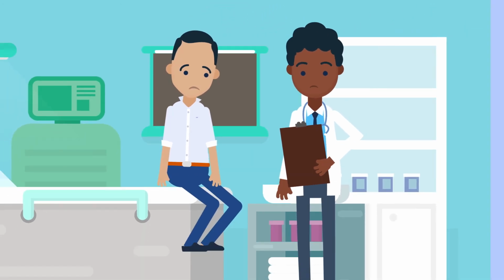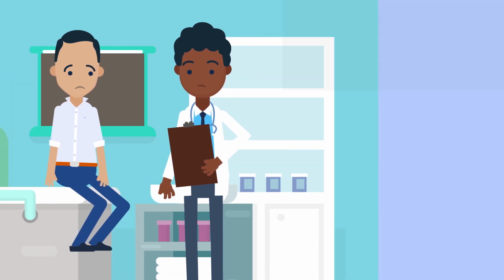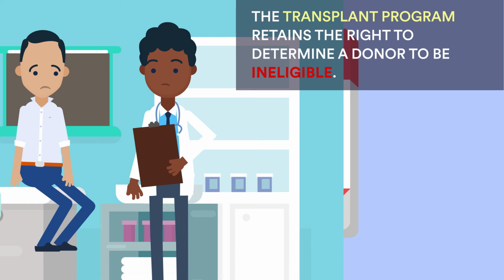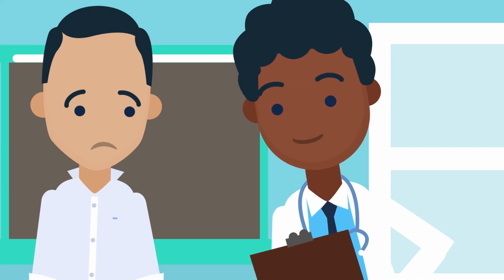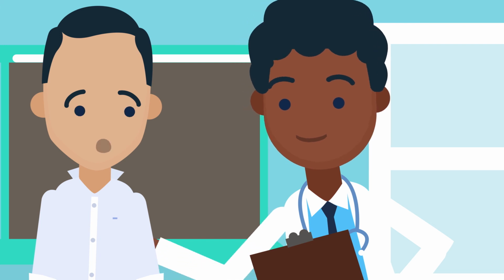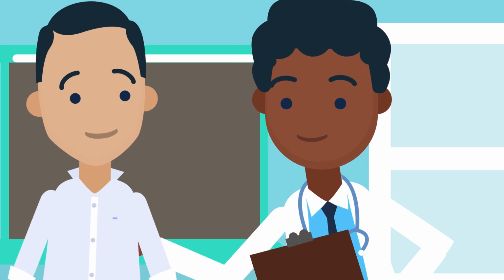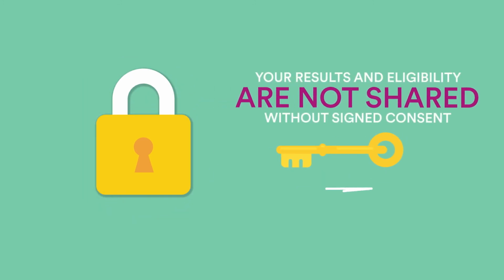When a potential donor is declined, the donor is informed of the reasons why they would be unable to donate at that transplant program. The transplant program maintains the right to determine a donor to be ineligible for donation at their program. So if you are turned down at one program, you might be able to donate at another program that has different selection criteria. It is also important to know that the evaluation is confidential. Test results and eligibility for donation are not shared unless the donor signs a consent and directs the hospital to do so.